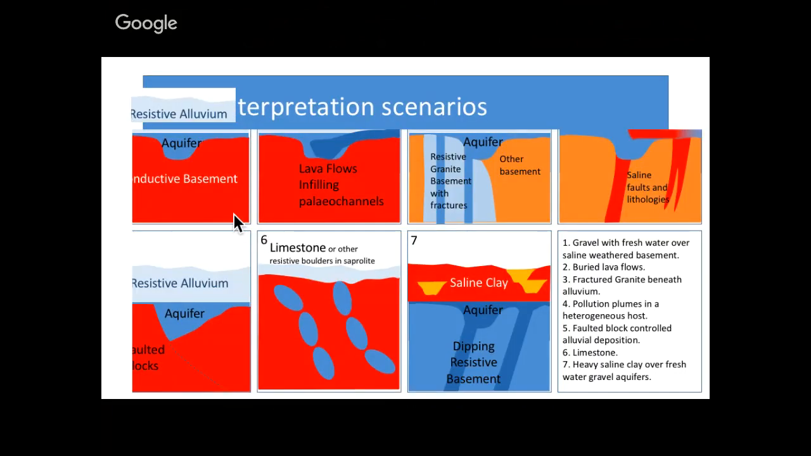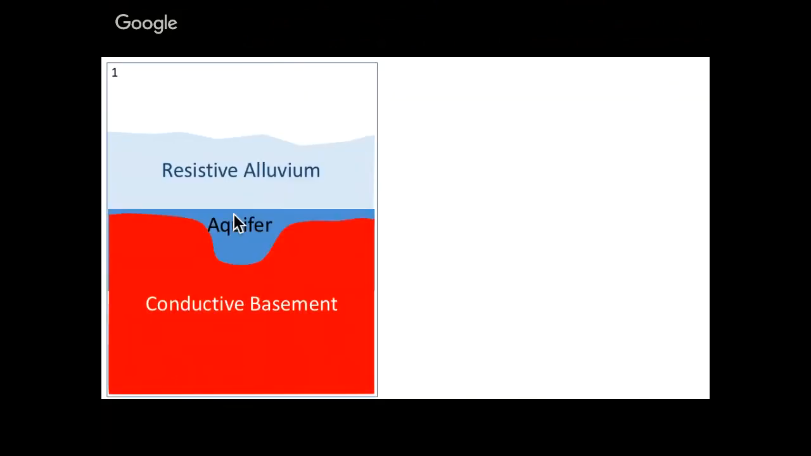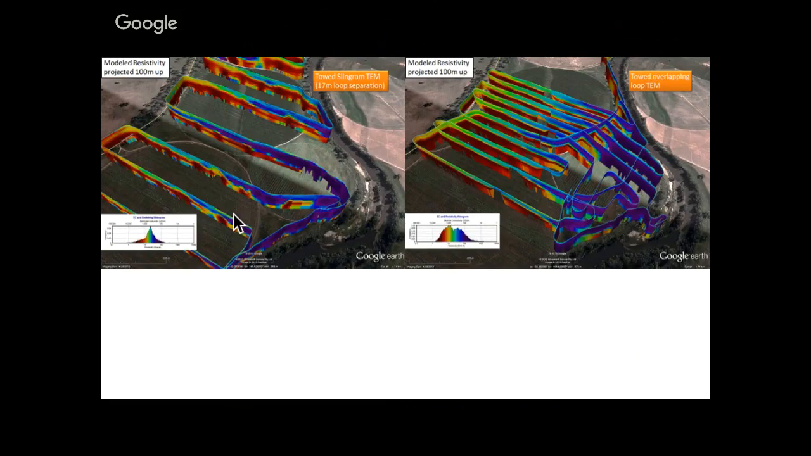This is sort of the scenarios I end up surveying. Resistive alluvium aquifers cut into confined basement, just like the one we just did. They're the best, the easiest to see. Alluvium on this side is associated with the current river channel, and conductive basement weathering. Some sling ram and in-loop data inverted.